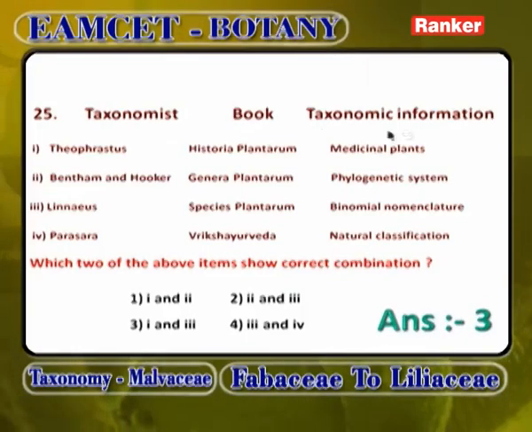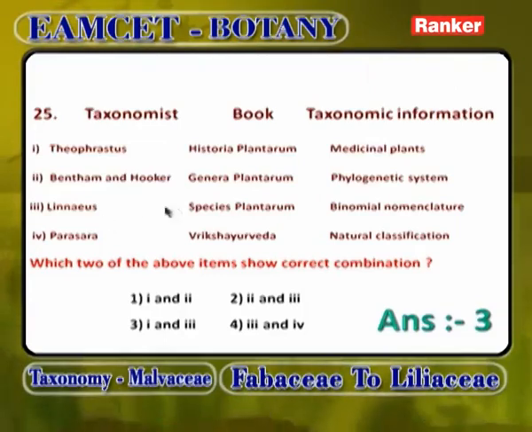Next, taxonomist, book and taxonomic information. Theophrastus, Historia Plantarum, regarding medicinal plants is correct. Bentham and Hooker, Genera Plantarum, phylogenetic system is wrong. The phylogenetic system is wrong, it is the natural system. So Bentham and Hooker, Genera Plantarum, phylogenetic system is wrong.